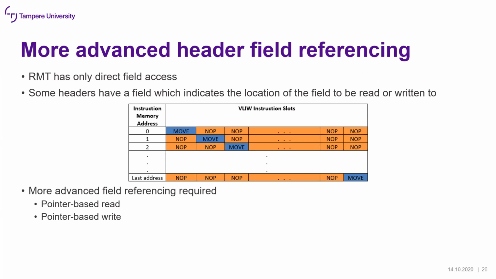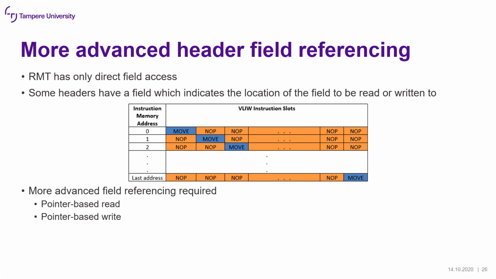And also, as I mentioned earlier, some of the newer protocols, such as IP version 6 segment routing header, contain header fields that act as a pointer, which points to another header field. And if there is no mechanism for dereferencing pointers, the implementation can be very inefficient in terms of the utilization of memories. So we have one specific opcode for pointer-based read and one for pointer-based write.